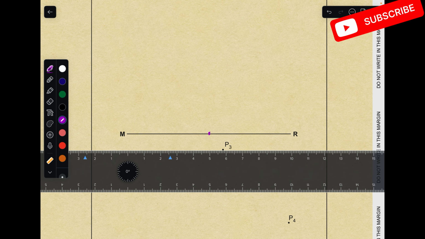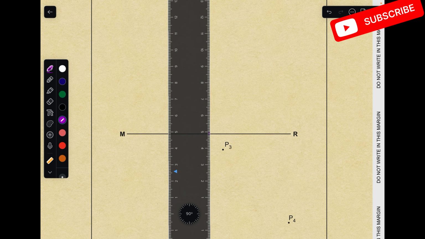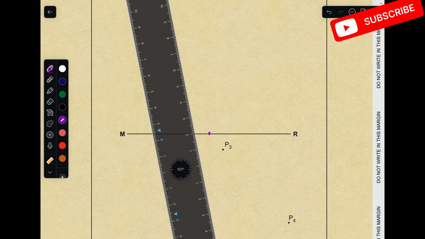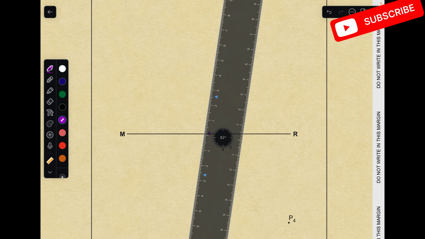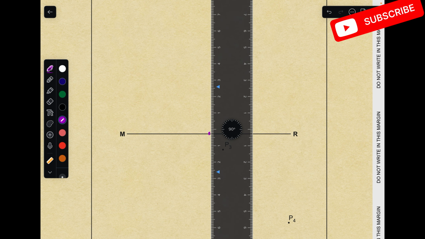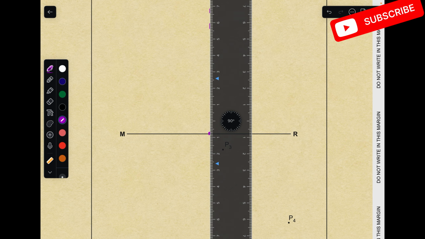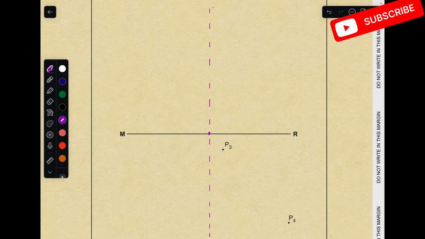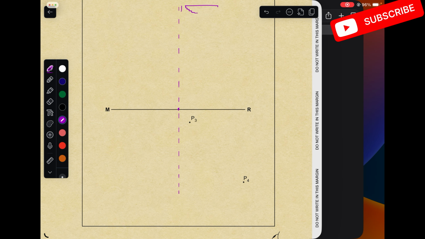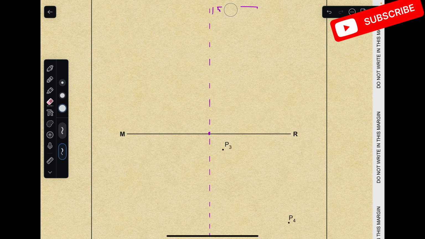I have to draw a normal on it. So normal will be like 90 degree. You can see clearly on the scale. I'm going to choose 90 degree. Okay, so you have to draw the normal. You can draw a dotted line. Okay, like this. You have to call this thing NL. This is N and this side is L, let's suppose.